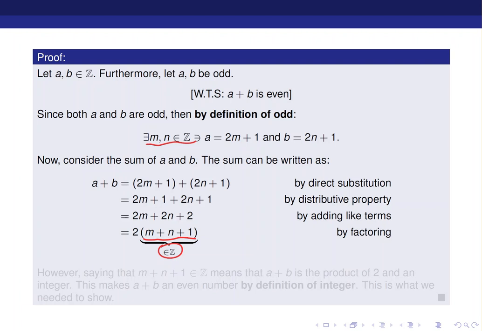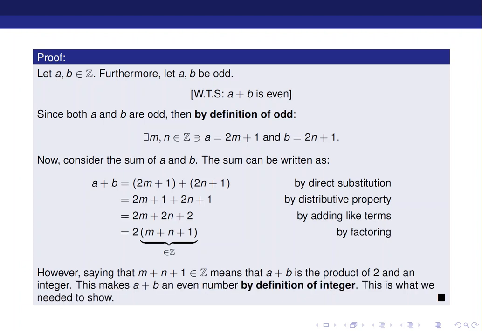So in other terms, if you add integers, you stay integer, which is important because now a plus b is suddenly 2 times an integer. But if a plus b is 2 times an integer, that makes it an even number by the definition of even. So that means a plus b is even, which is what we wanted to show, and the proof is over.